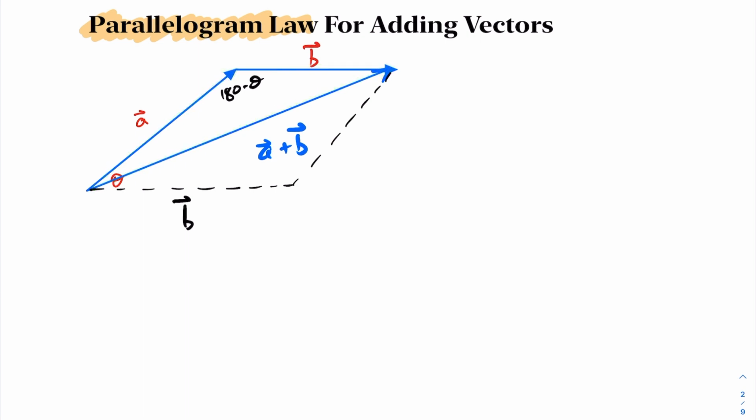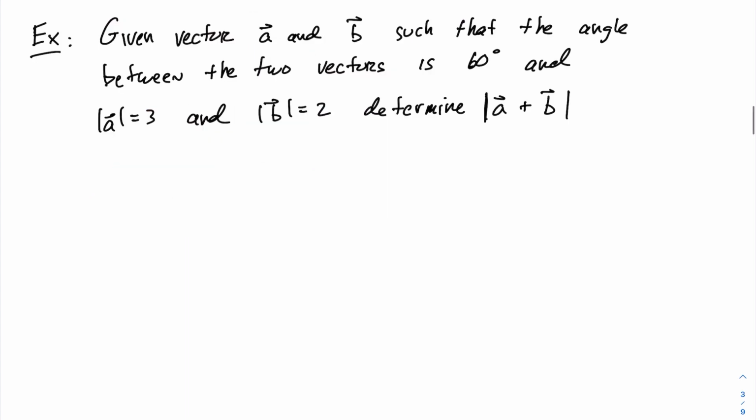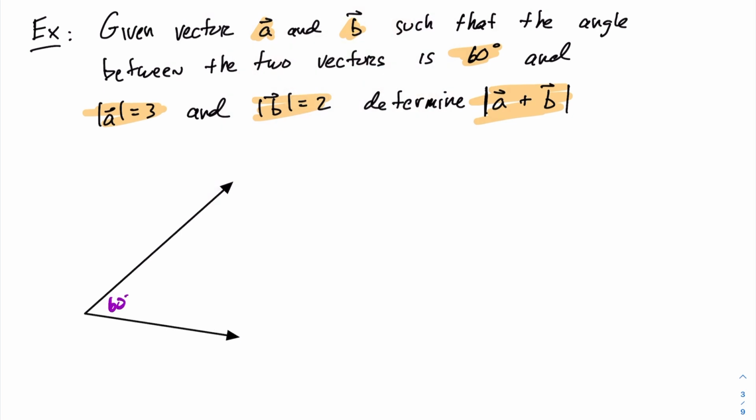Let's take a look at an example applying the parallelogram law. For the following example, we have vectors A and B such that the angle between them is 60 degrees. We know the magnitude of A and the magnitude of B, and they want us to find the magnitude of the sum. Well, a diagram always helps. So I have two vectors. And again, drawing to scale is not always necessary, but we have vector A, and we know the angle between them is 60 degrees. This is vector A. This is vector B. Now what we want to find is the sum.